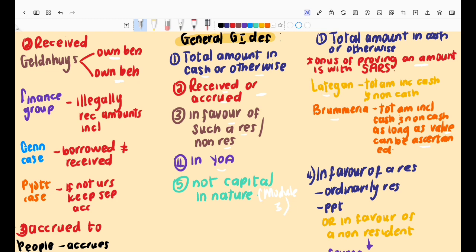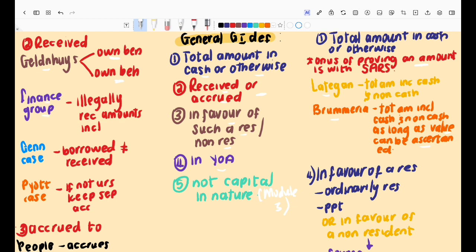So say for instance, you receive an allowance from home, right? So that is for your own benefit because you can use it for whatever you want, right? And it's on your own behalf. So you're not receiving it on behalf of someone else, but you're receiving it for yourself, right? So that's what Gildenhuy's case establishes. If I'm pronouncing it wrong again, sorry guys. And then we have the Finance Group case, right?